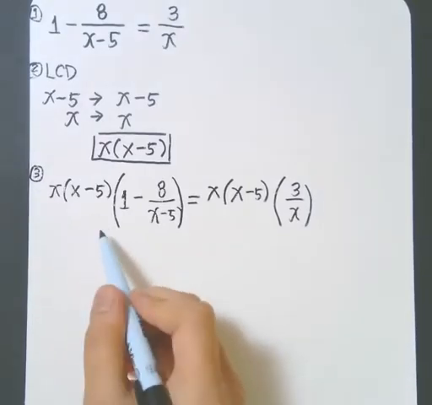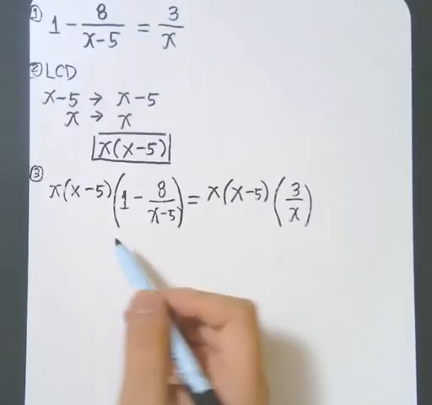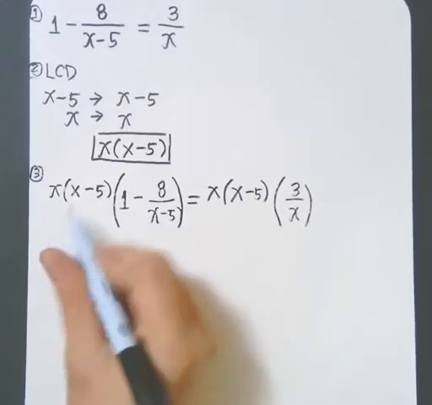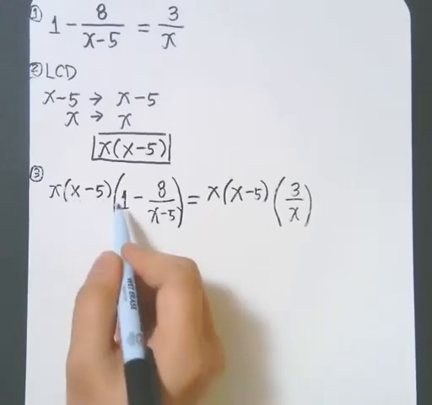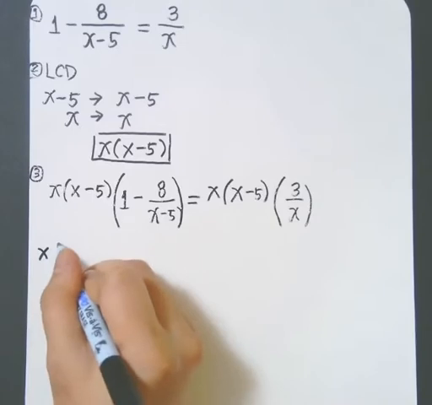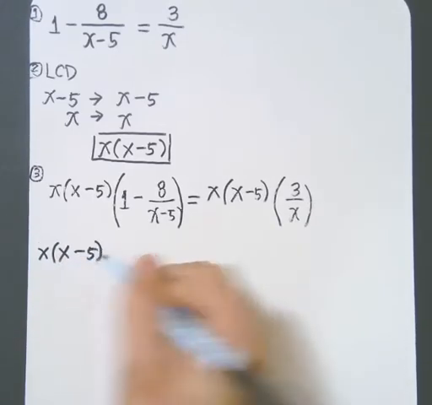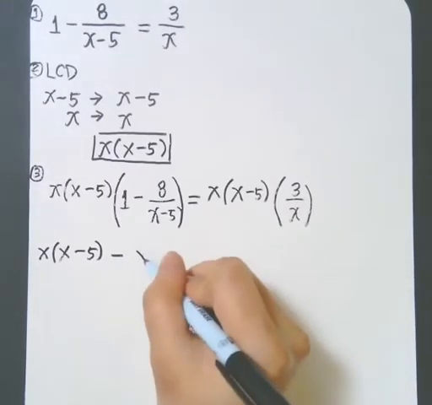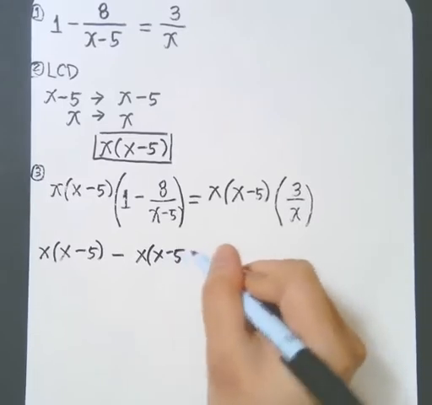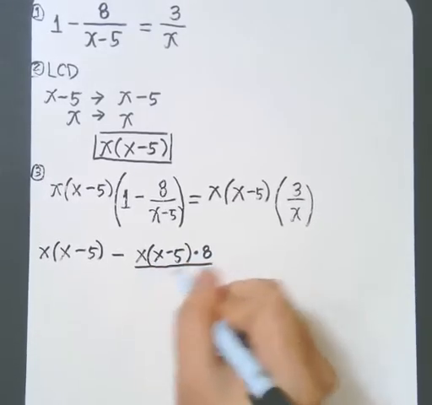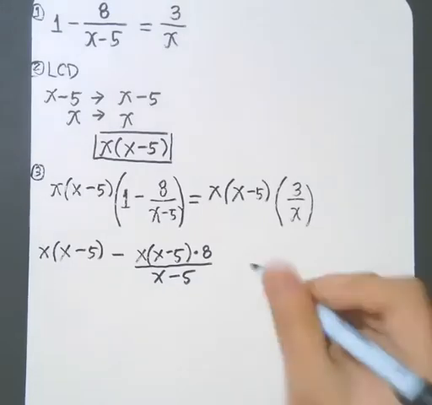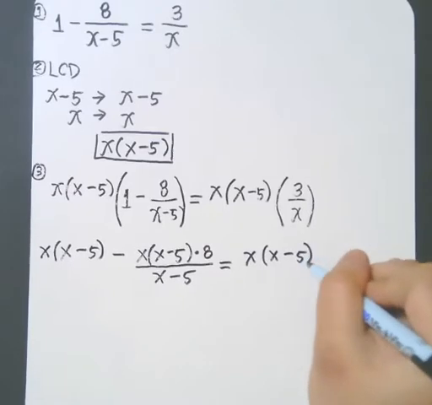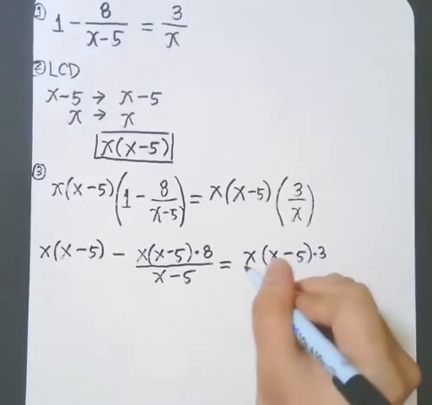We apply our distributive property of multiplication here. That will be x times x minus 5 times 1 is x times x minus 5, minus x times x minus 5 times 8 all over x minus 5 is equal to x times x minus 5 times 3 all over x.